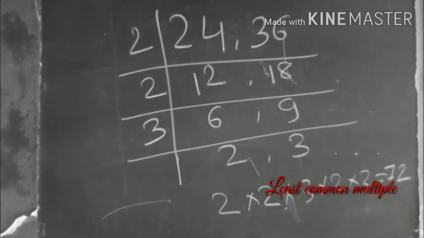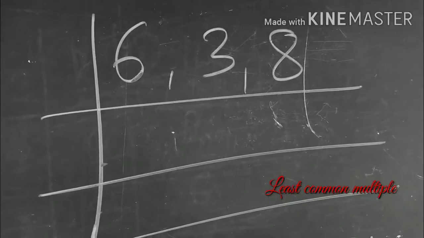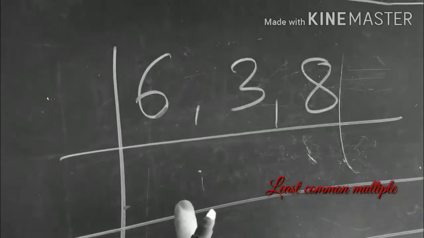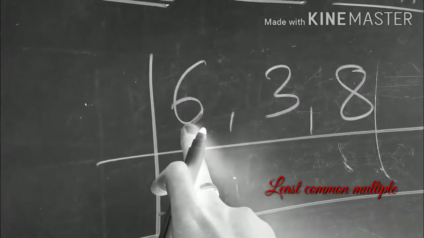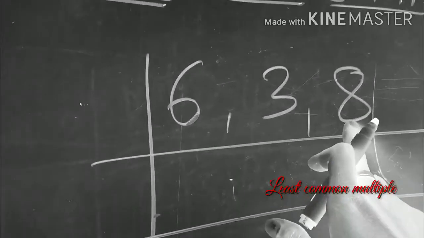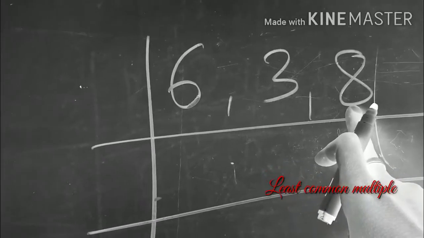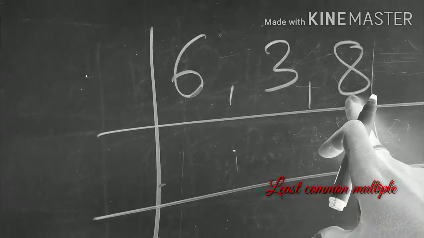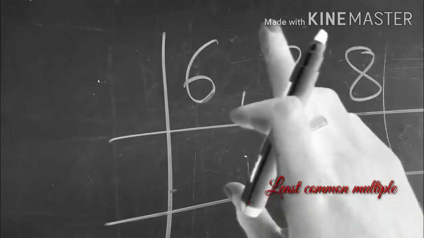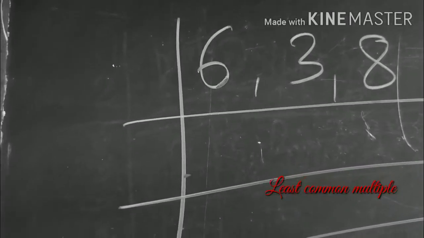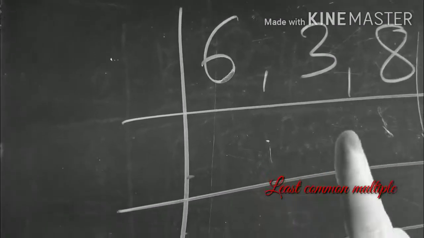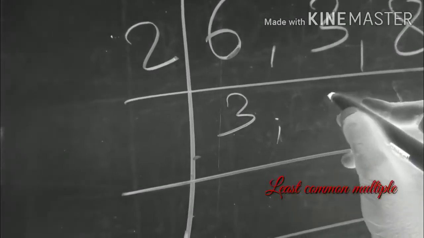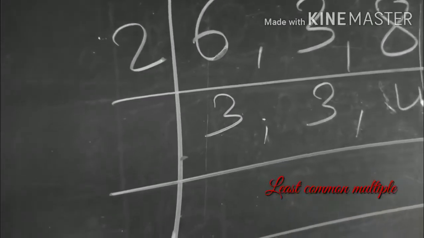If you look at the next question, 6, 3 and 8. We will put 2. 2 divides 6, yes. 3, no. 8, yes. For making the LCM, at least 2 terms need to be divisible by the common number. So 6 and 8 are divisible by 2. 6 divided by 2 is 3, 3 stays, and 8 divided by 2 is 4.